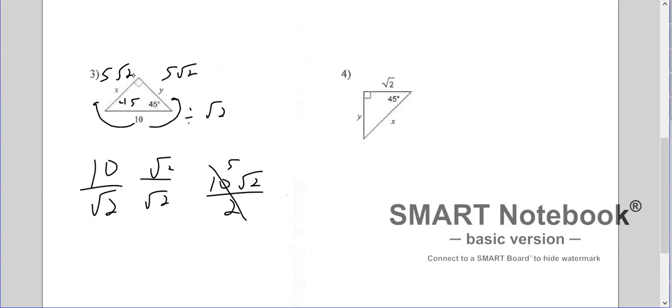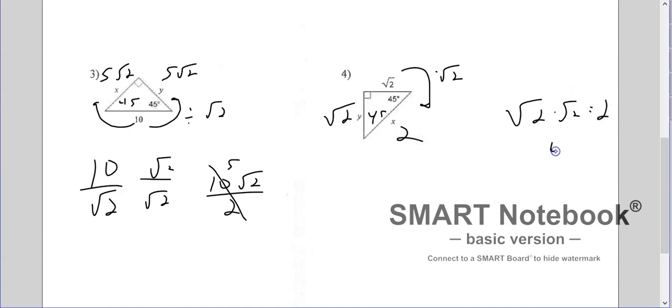All right, number 4 is a 45, 45, 90 again. So the legs match. That's easiest right here. Now this was kind of a trick one, but not really. It's an easy trick. When you go from the leg to the hypotenuse, you multiply by radical 2. So like we just did on the previous problem, radical 2 times radical 2 is simply 2. Technically it's radical 4, but square root of 4 is 2.